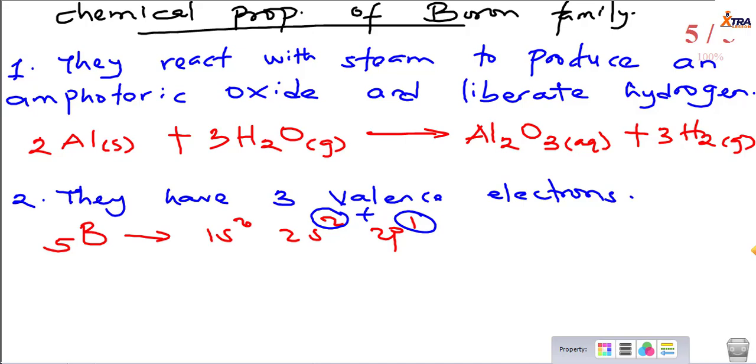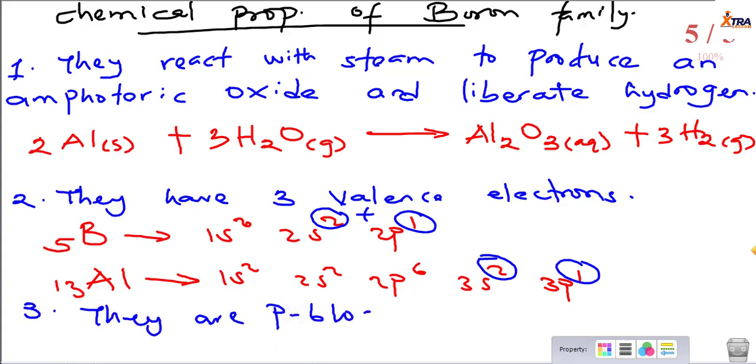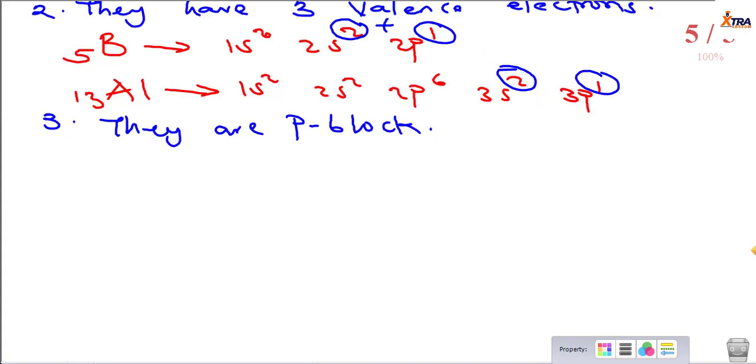Now, they have 3 valence electrons, as you can see. The same thing for aluminium. Aluminium with an atomic number of 13 has 13 electrons. Hence, it has a configuration 1s2, 2s2, 2p6, 3s2, and 3p1. And here you see that aluminium has 2 plus 1 valence electrons, which is 3. Okay, which other chemical property do they have? They are p block, right? They are p block, which tells us that their last electrons fill the p suborbital.